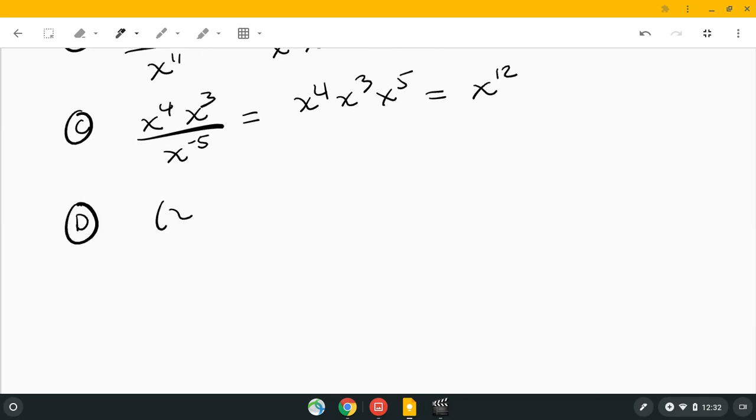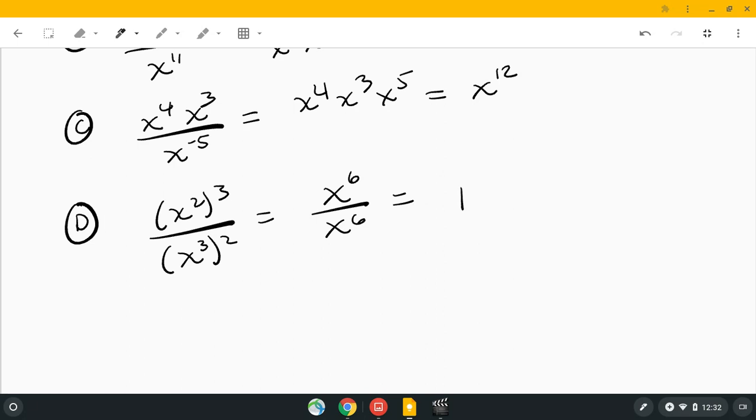If you have this, using my power rule, I get x to the 6 up here, and down below I get x to the 6 as well. And here I get 1. Anything over itself is 1.